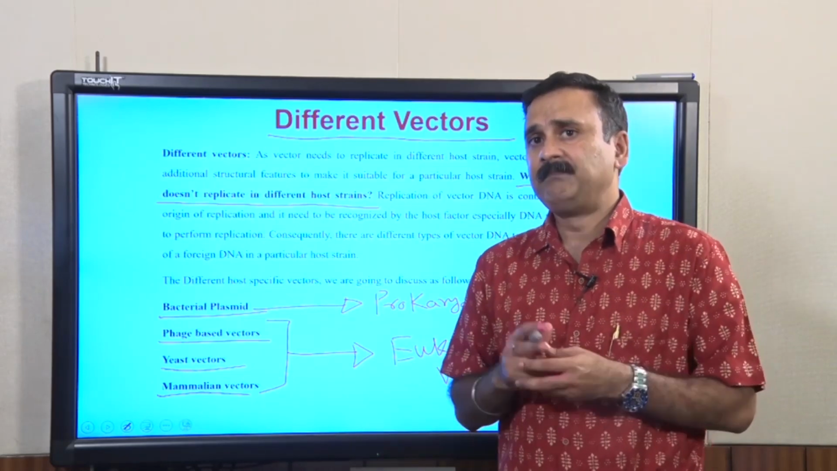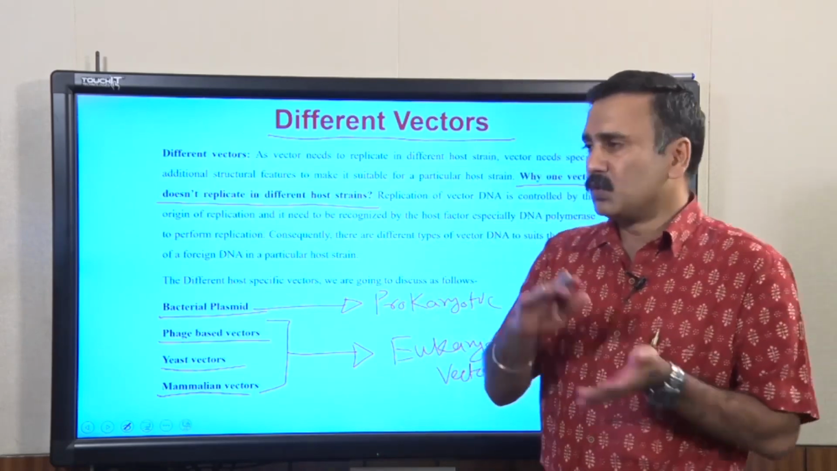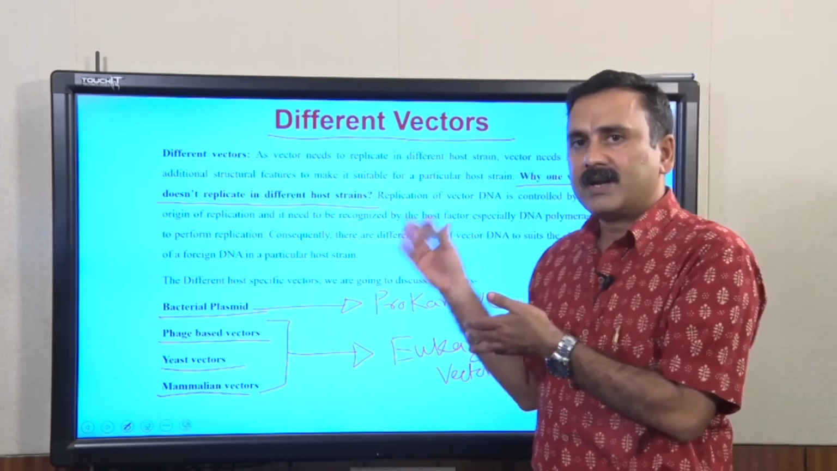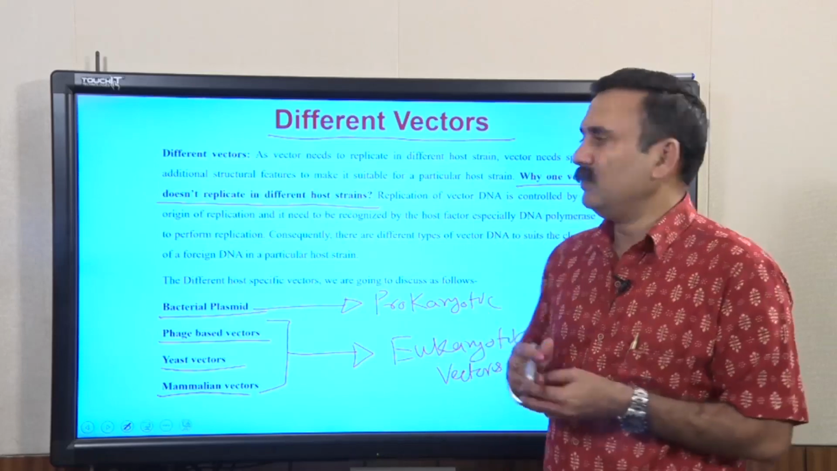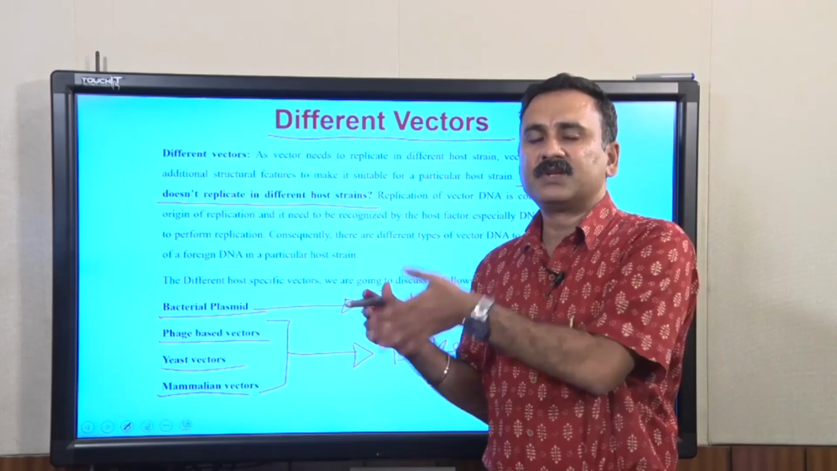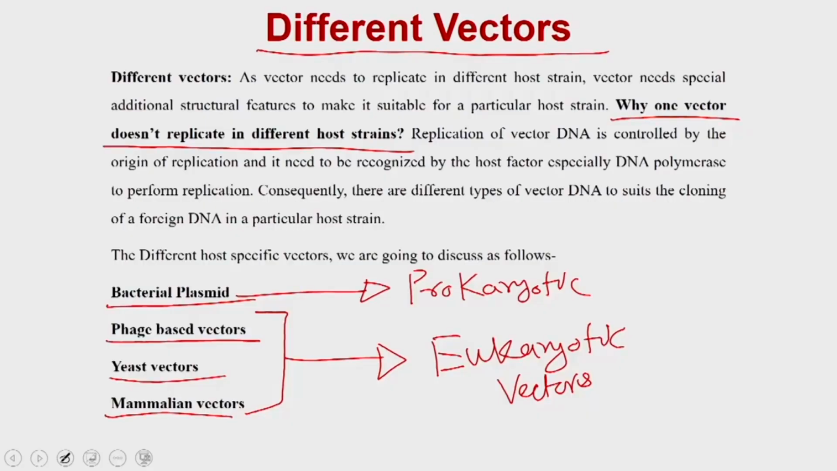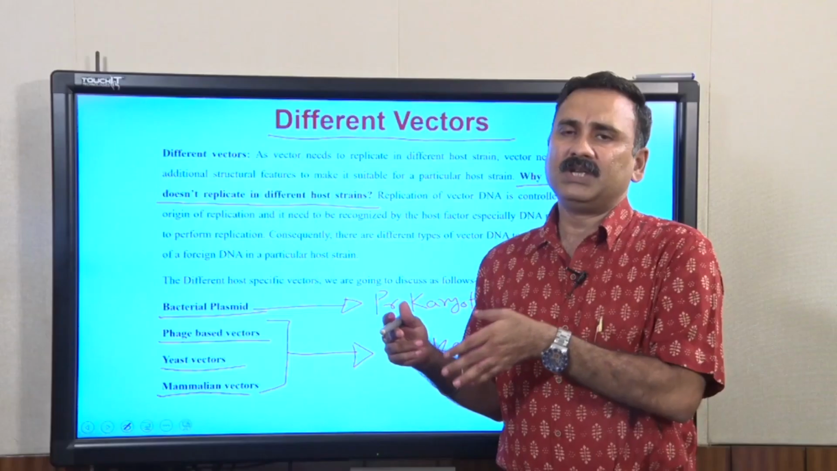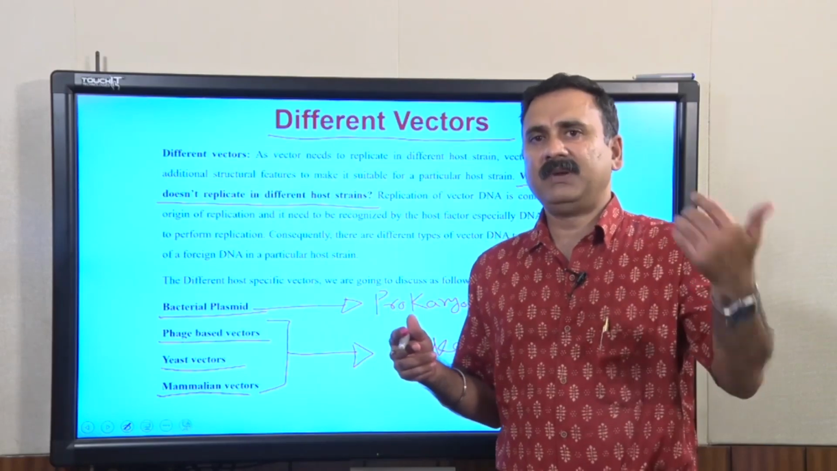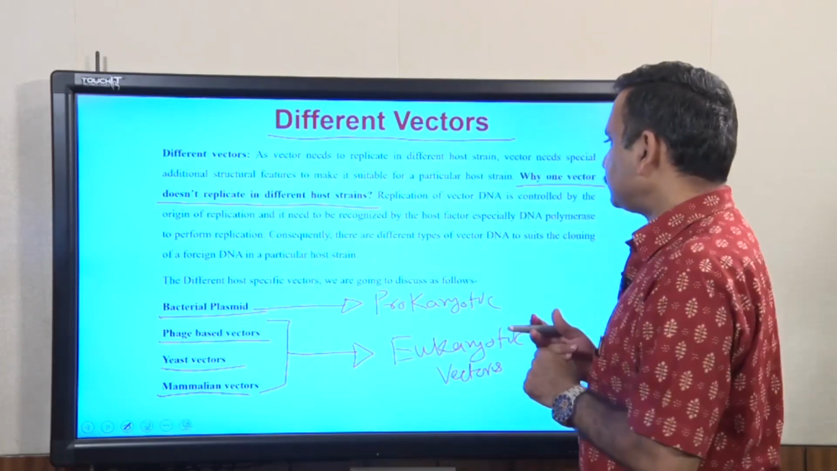whereas if you have the origin of replication from RSF1, then it is going to replicate in gram negative or gram positive bacteria. That is true not only for the prokaryotic system, but also for the eukaryotic system. So that is why one vector will not replicate in different strains if it does not contain the origin of replication. That is why most of the eukaryotic plasmids also contain the origin of replication for the bacterial system, which is the prokaryotic system as well.